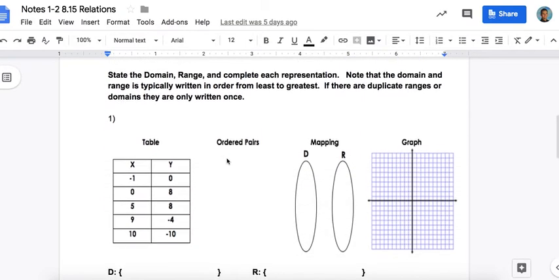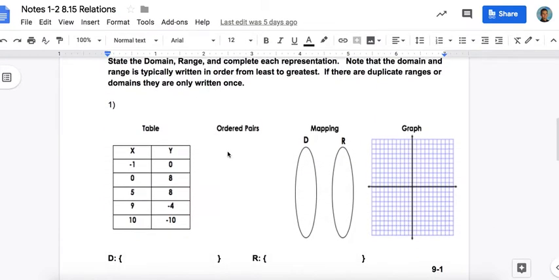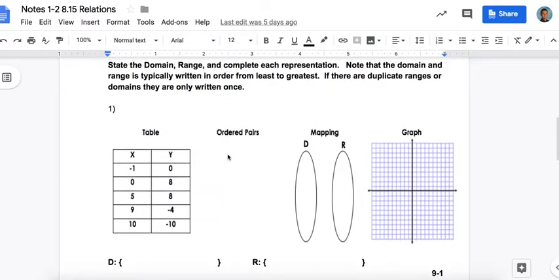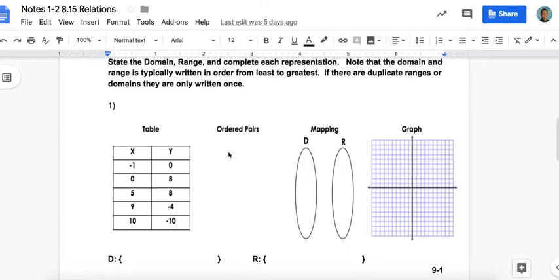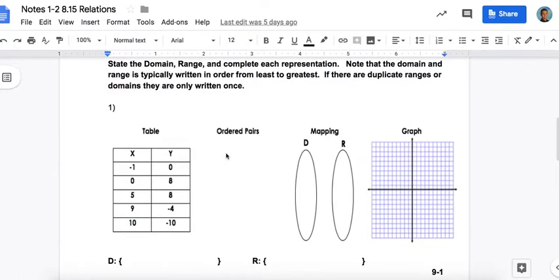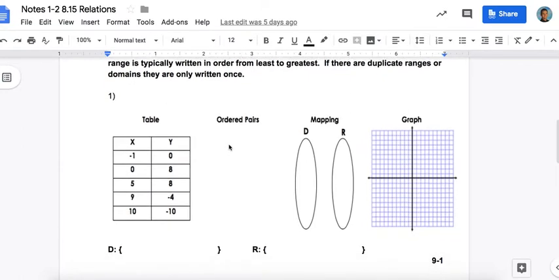Okay, so here what we're going to do is state the domain and range and complete each representation. Note that the domain and range is typically written in order from least to greatest. If there are duplicate ranges or domains, then they are only written one time.